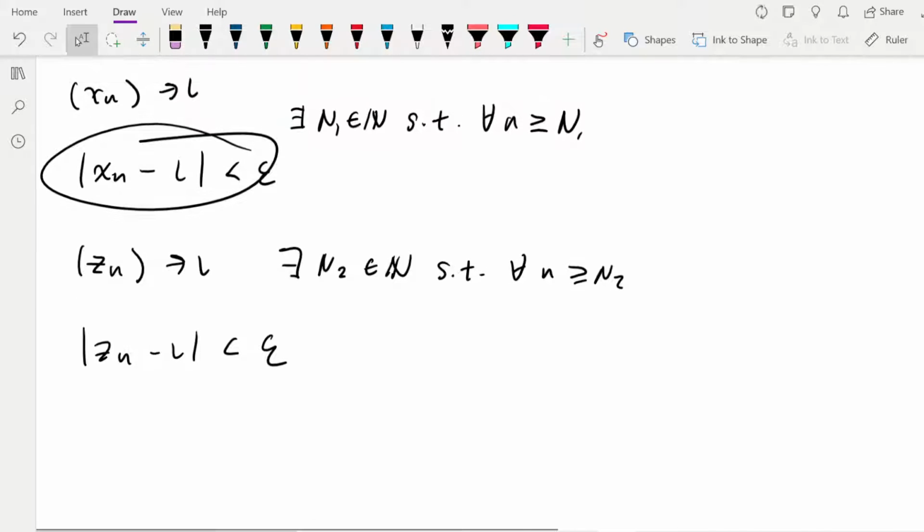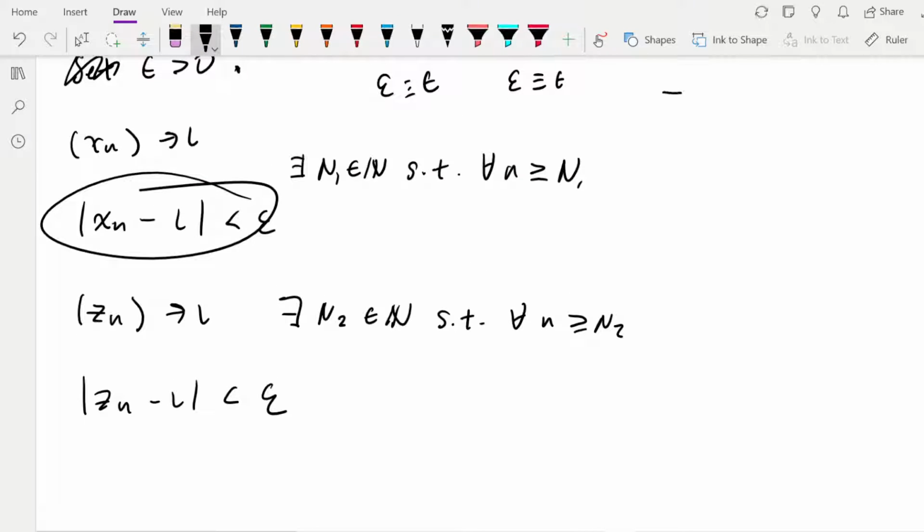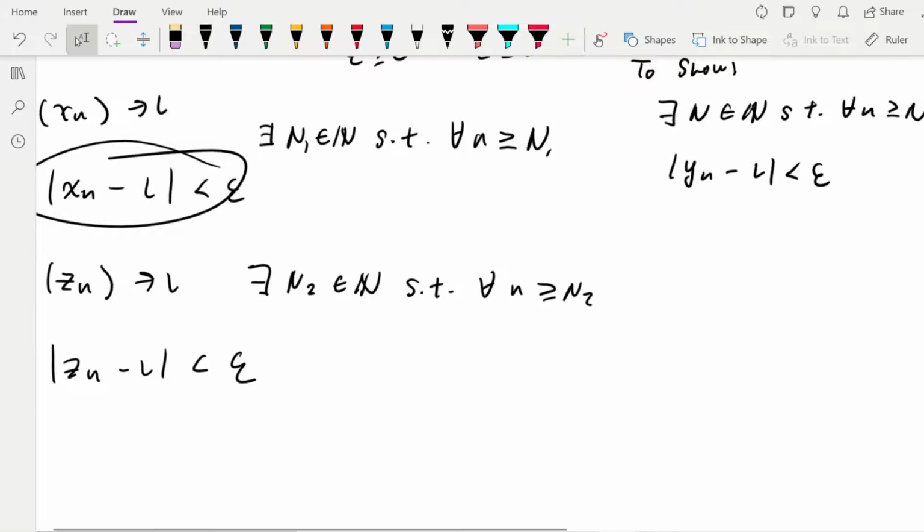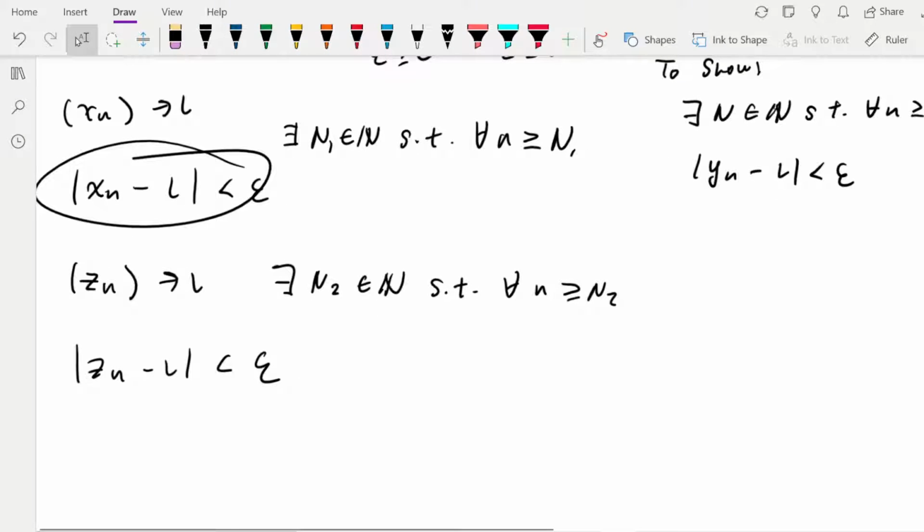So how should we go about this proof, right? Because what we have to show, which I should have said first, is that there exists N in the naturals such that for all n greater than or equal to N, we have the absolute value of y of n minus L is less than epsilon, right? And so how should we do this? We also have the fact that x of n is always less than or equal to y of n, which is always less than or equal to z of n.